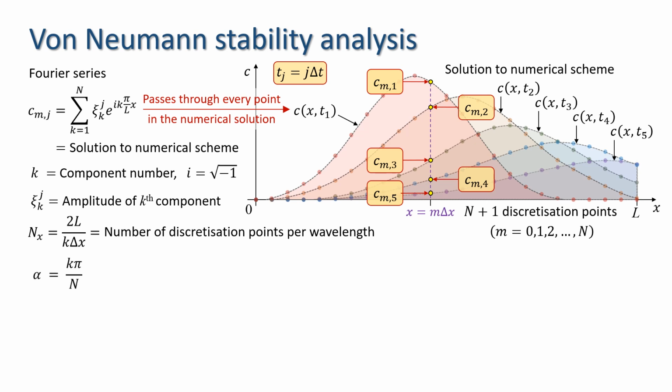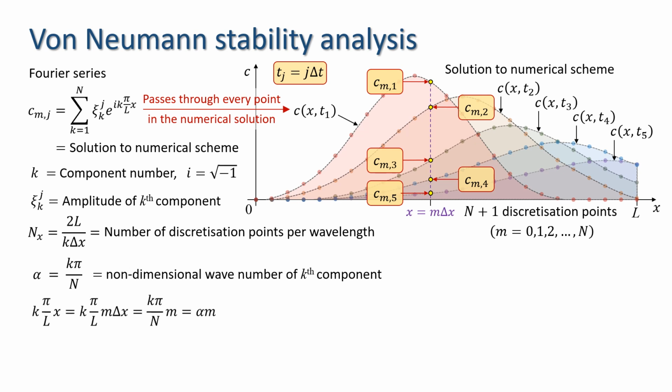Let alpha denote the non-dimensional wave number of the kth component, defined as k pi over n. Then k pi x over L can be rewritten simply as alpha times m, and c_m^j can be written as shown here.